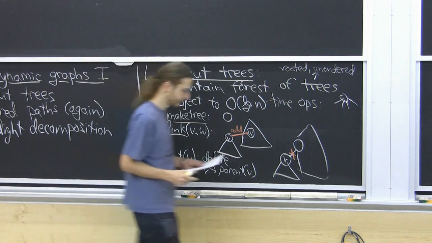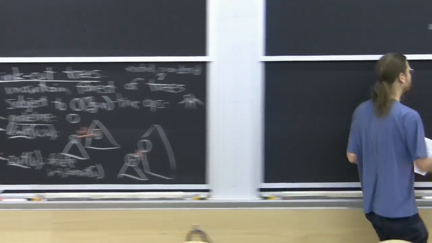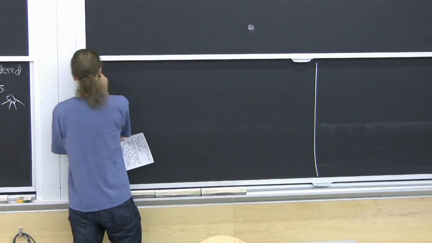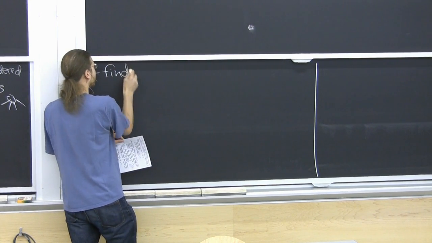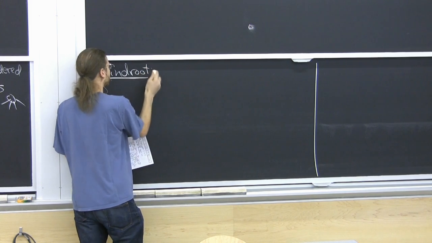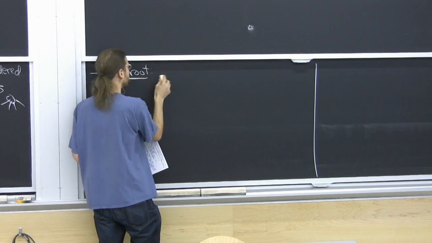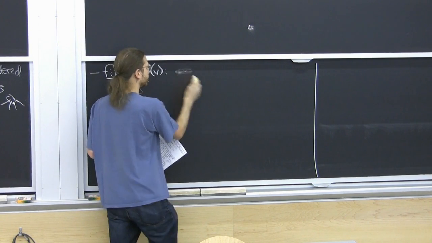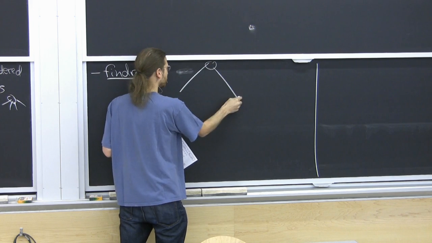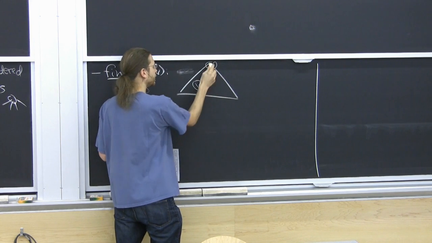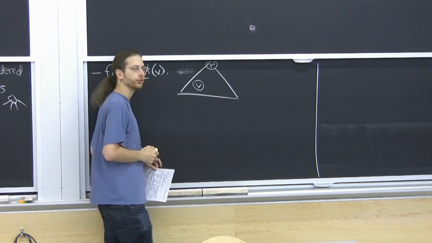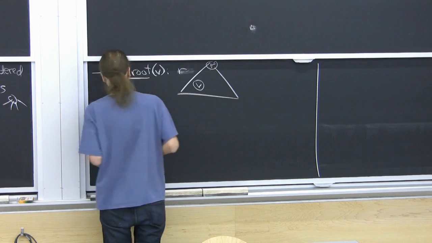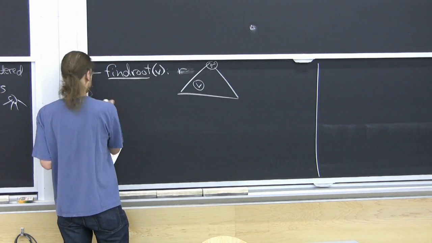Okay, so those are our updates. Pretty obvious in the setting of dynamic graphs. Of course, it's the first time we see them. But now we have some queries. There are lots of different queries that linked cut trees can support. One of them, so most basic, is find the root of a vertex. So let me just draw a picture of it. You have some vertex v. You want to return the root of the tree. Okay, so find root. And that's pretty easy to do.